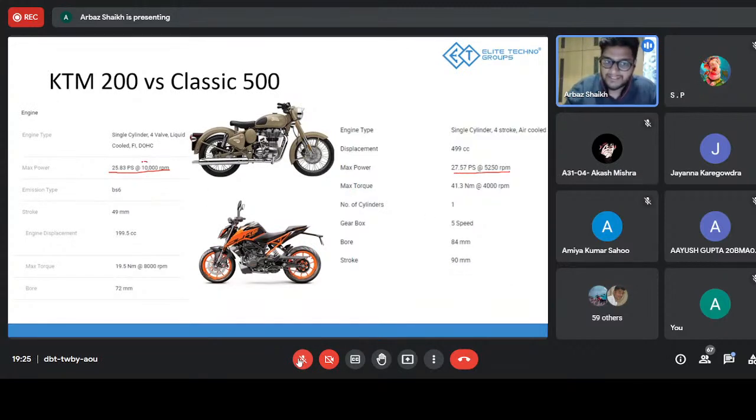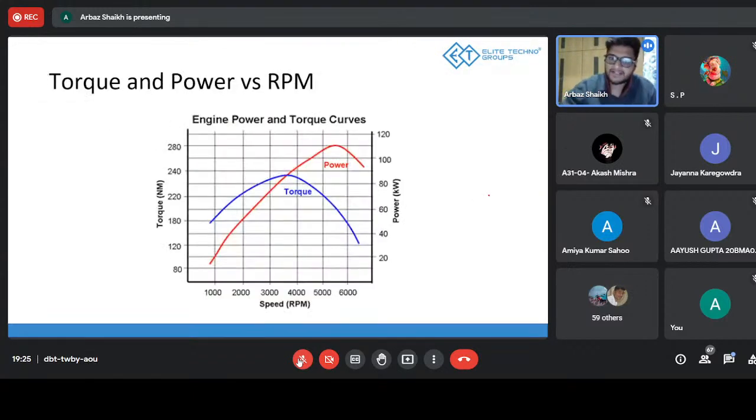But if you think about it, here we have the RPM as well, because the maximum power of a Bullet will be achieved at 5,000 RPM, but the maximum power of the KTM will extend up to 10,000 RPM. Okay. On the other hand, the torque of your KTM is a maximum of 19.5 Newton meter, whereas in a Bullet, it's 41.3 Newton meter, which is almost more than double, basically. Now we'll get to the chart and how RPM is related to torque and power.